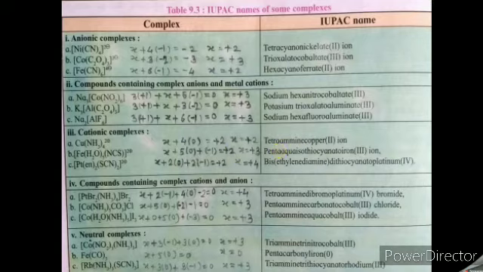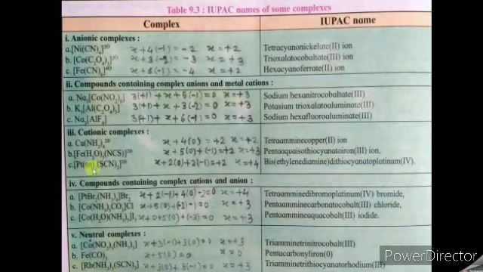Then here NCS is thiocyanate, but it can be written as isothiocyanate, isothiocyanate, and Fe iron. Okay, so iron, and oxidation state is 3.